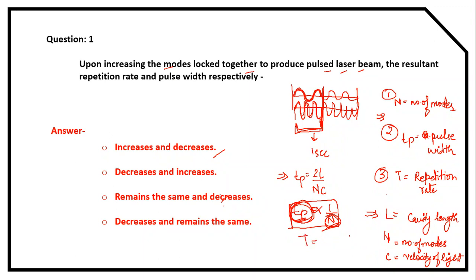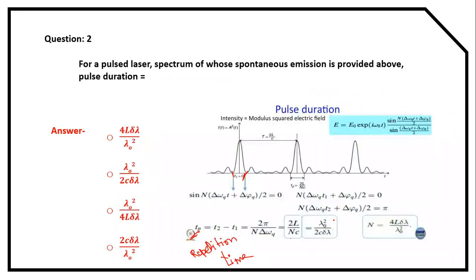So T is the repetition rate, or the repetition time, in which the pulse repeats itself. From this whole diagram, it will be more clear. Suppose this is pulse 1, this is the second. This pulse will repeat itself one after the other, in a particular period of time. Say that period of time is 20 nanoseconds.